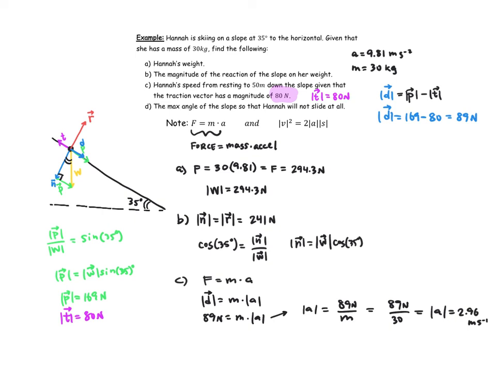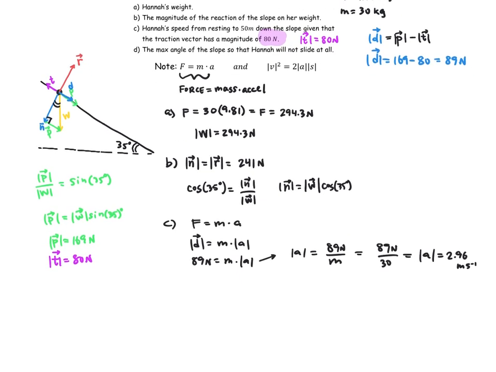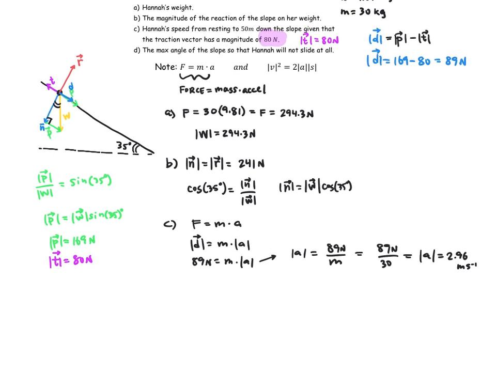Okay, so what we need to know is Hannah's speed. Now I'm going to use this property right here. The magnitude of the velocity squared is equal to 2 times the magnitude of the acceleration times s, which is the change in distance. Okay, so let's go ahead and finish off part C here. If the magnitude of velocity squared is equal to 2 times the magnitude of the acceleration times the change in distance, then the magnitude of velocity, which is what we're looking for, would be the square root of 2 times the acceleration times the change in distance.